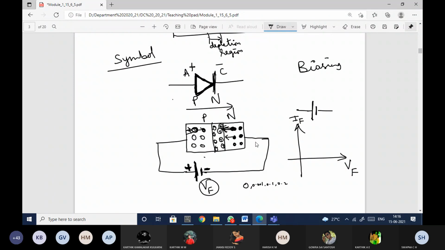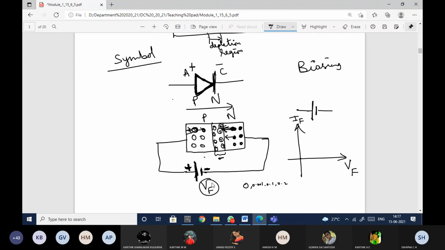One more thing, here I've got the barrier voltage. Until this barrier voltage is overcome, in the sense, whatever voltage I'm applying here has to be increased more than this barrier voltage. Barrier voltage is the voltage required to eliminate this barrier.